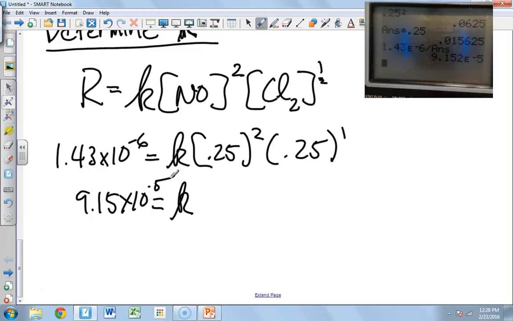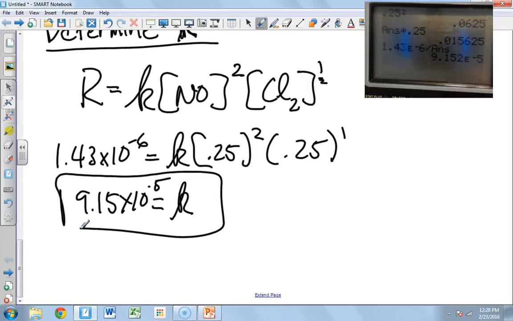Okay? And so that's your equilibrium constant. Not rate constant. Okay? So that's how you use the method of initial rates to determine the orders of the reaction and the rate constant.